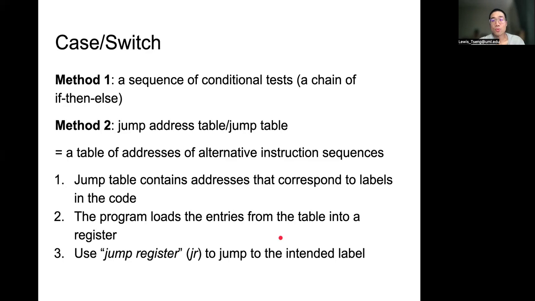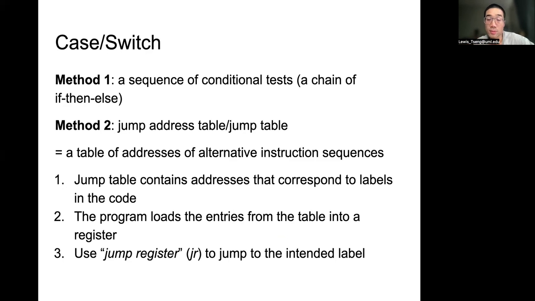And the final thing we want to cover is that when we are writing tons of code, sometimes a simple if-then-else is not enough. We might want to have a switch case, a case statement, and there are two methods to achieve that. The first one is that we can do a sequence of conditional tests. Intuitively, that means that we are going to have a chain of if-then-else.